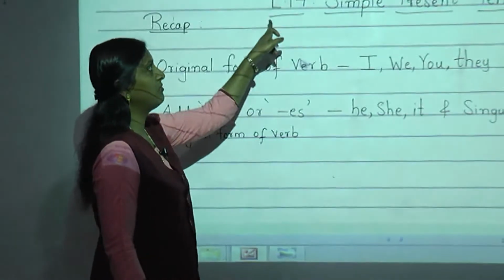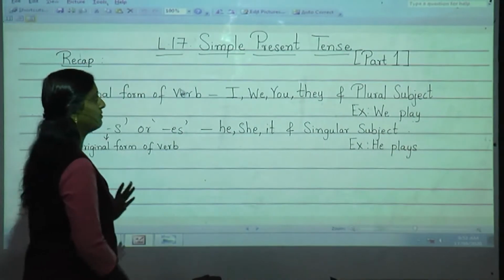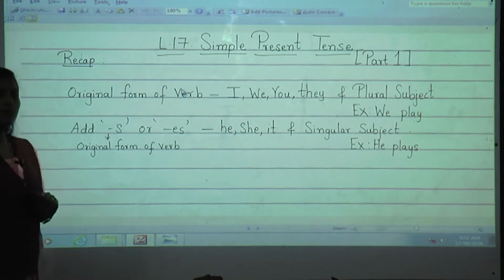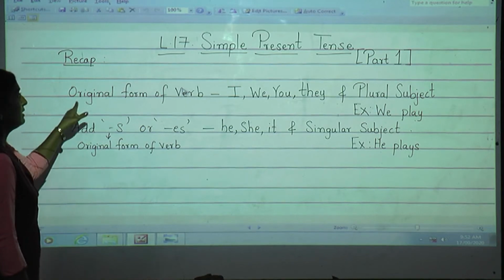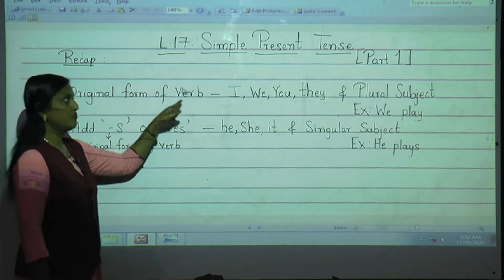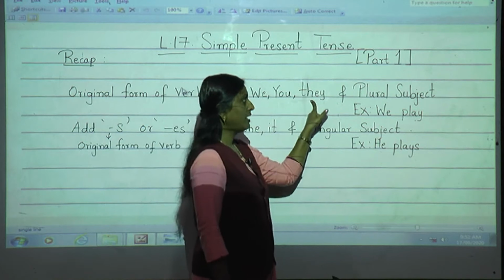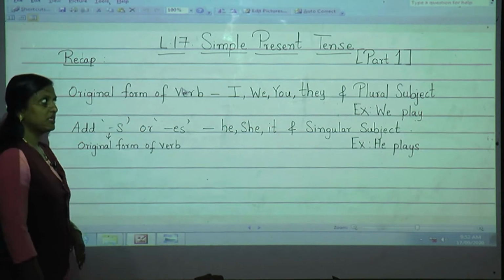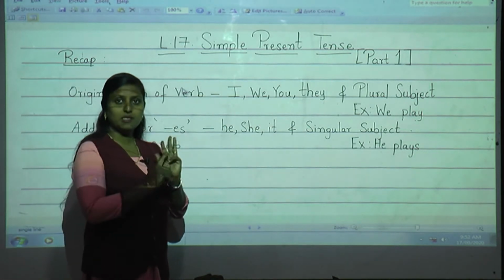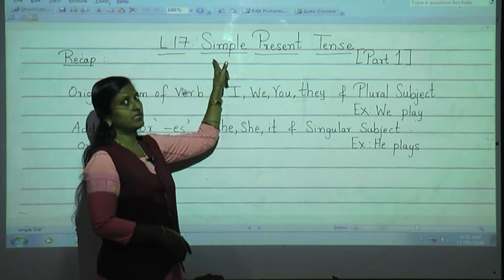Before that we will just have a recap. So what was the lesson which we have learned? That was lesson number 17, simple present tense part 1, because in that we have covered only half of the lesson. So what is simple present tense? When we use that tense, we use the original form of the verb with the subjects I, we, you, they and plural subjects. As we have learned, how many types of tense are there? There are 3 types of tense: present tense, past tense and future tense. We started with the first one, that is simple present tense.